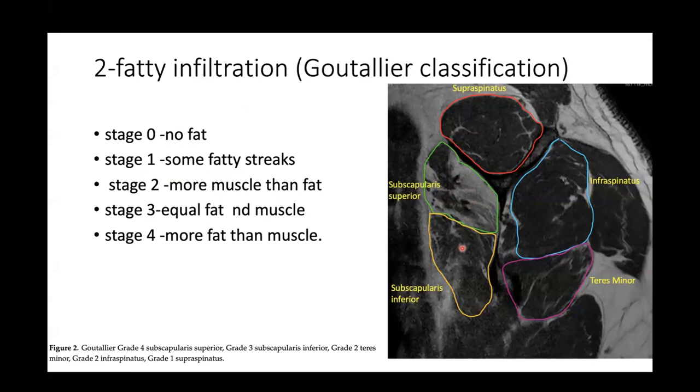Whereas in the lower subscapularis, you can see it is stage 3. It is almost an equal amount of fat and muscle. Whereas in teres minor and infra, it is stage 2, more muscle than fat. And in supra, you can see that is grade 1. There are some fatty streaks along. So this is how you eyeball it and identify the amount of fatty infiltration in the muscles.